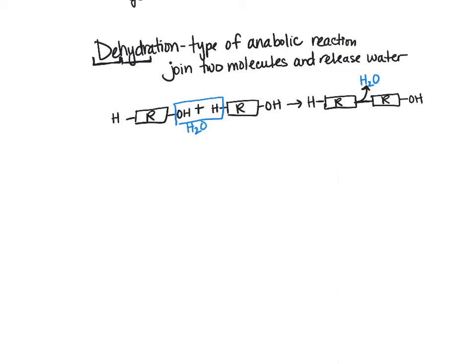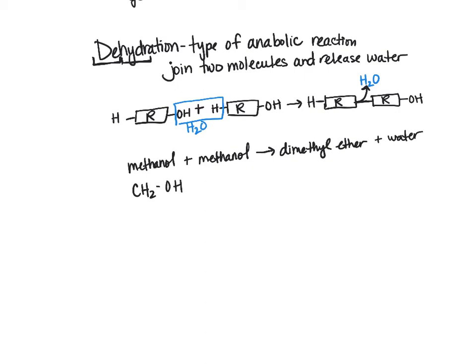An example of this would be if we took methanol and methanol, and through a dehydration reaction, we get something like dimethyl ether, and of course, water. I guess I should have just written water here. So in this case, what we're talking about with methanol, CH3OH, and then we have the same thing, but I'm going to write it backwards here just so you can see the dehydration reaction.